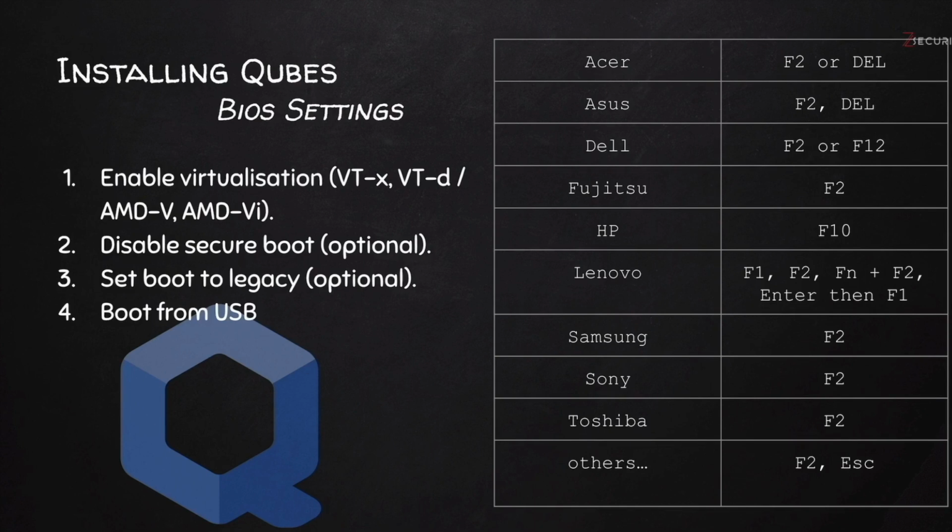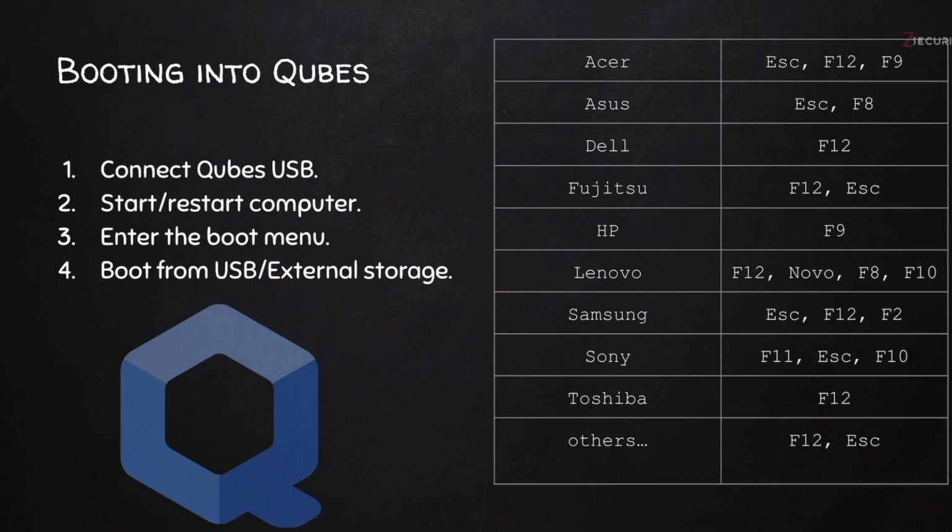This is optional, but in my experience, I had to do that on a number of laptops. Then you can finally configure your boot order to boot from USB first, or you can just restart and enter the boot menu like I showed you before with Tails and choose to boot from USB. So let me show you how to do this on a real computer.